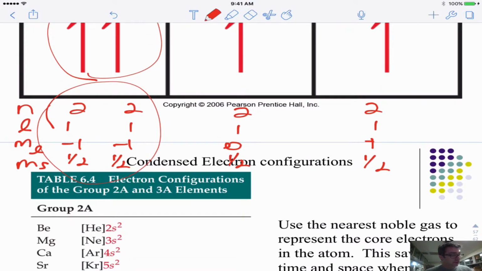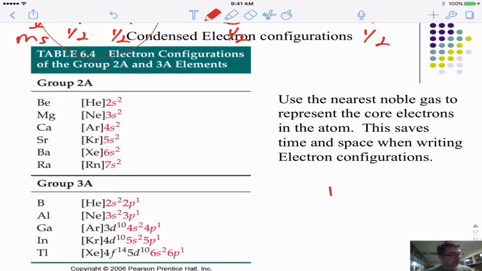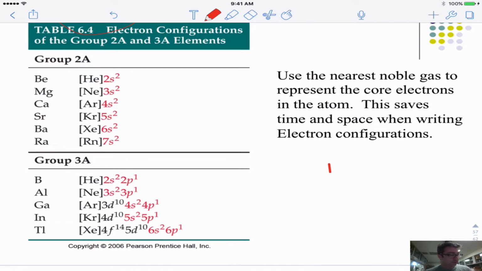Now, like I showed you on that other slide, you can also do something called the condensed formula. This becomes really valuable for something like radon. Radon has 7 energy levels. That's a lot of energy levels. So you have this situation where you don't want to write out the whole thing. So when you do condensed gases, you use the nearest noble gas to represent the core electrons. This saves time and space.